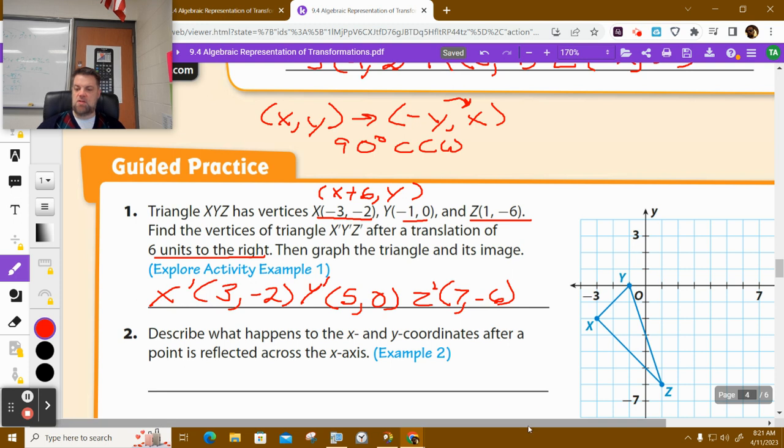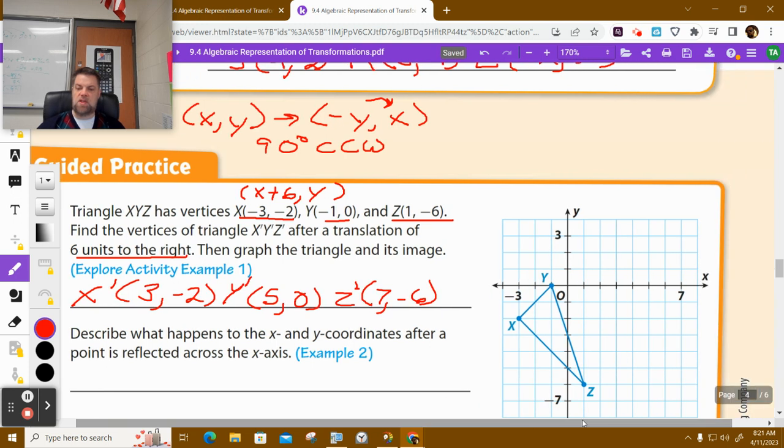So what we got to do is we just got to plot these points here. So X prime is 3 comma negative 2. So I go over 1, 2, 3, down 2. That's my X prime. Y prime is 5, 0. And then Z prime is 7 comma negative 6. So this is X prime. This is Y prime. And this little thing right here is Z prime. Then we're going to connect the dots.